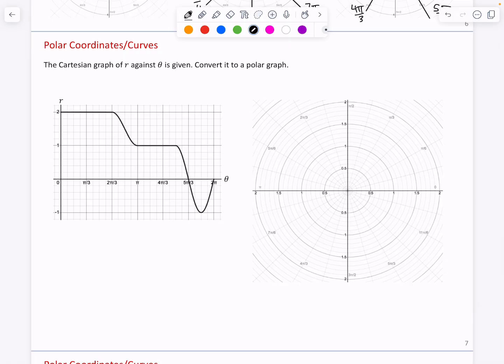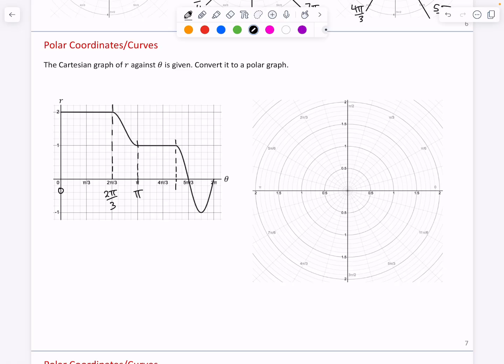The Cartesian graph of r against theta is given. Convert it to a polar graph. Notice our input variable is interpreted as theta, and our output variable is interpreted as r. That's similar to what we've been doing so far. Now we want to begin by identifying the angles of interest. We begin at angle 0, and then notice that r is constant up until angle 2 pi thirds. Then between angle 2 pi thirds and angle pi, the r decreases from 2 to 1.